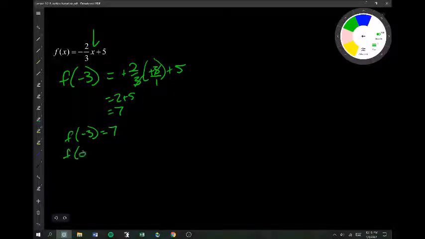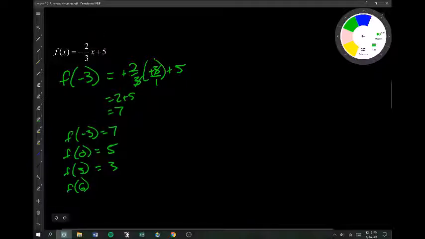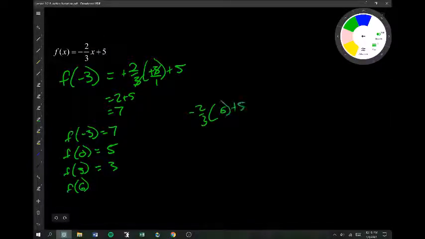I'm going to do it for 0 also. If I plug in a 0 for x, I'll get out a 5. And I'll do it for 3. If I plug in a 3 for x, I'll get out a 3. I'll do one more. I don't want to do 5, because 5 will get me a fraction. I want to do 6. I'm plugging in multiples of 3 for x. So I'm doing -2/3 times 6 plus 5, which is -4 plus 5, which is +1.